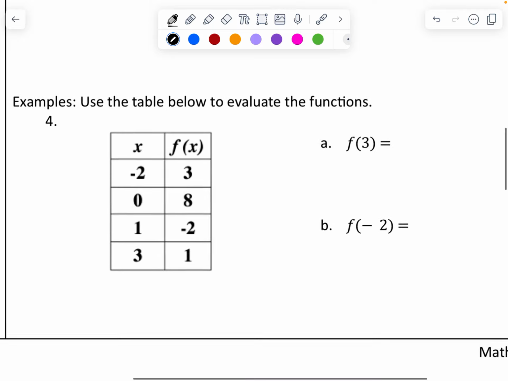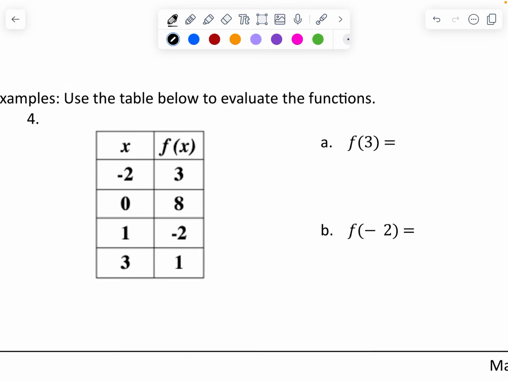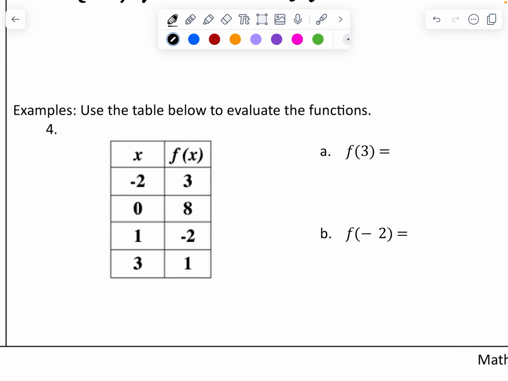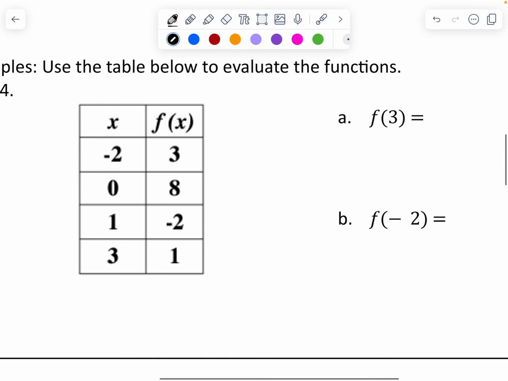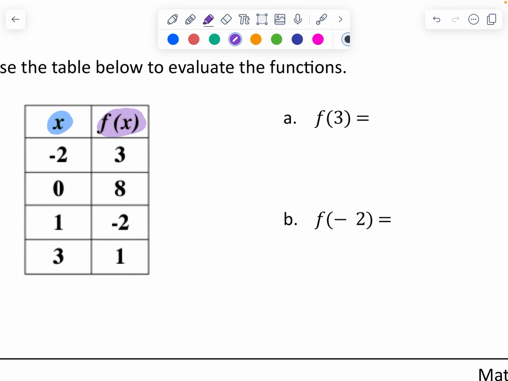So let's use the table below to evaluate functions. So this is giving you the ordered pairs in a table where we have x as the input and f of x as the output. F of 3 equals, so we need to find where the input is 3. That would be here. When x is 3, f of x is 1. So when the input is 3, the output is 1. F of -2 would be 3.